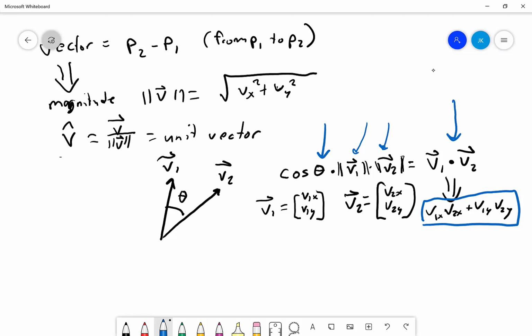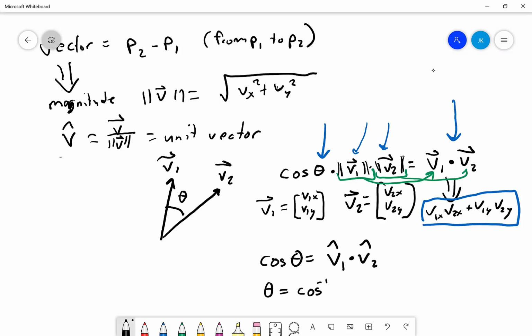Now notice that if I divide v1 by its magnitude and v2 by its magnitude, those are the normalized unit vectors. So another way to write this is that cosine of theta is v1 hat dot v2 hat, the dot product of the normalized vectors. Then I don't have to worry about the magnitude of each one. And so if I want to get theta, I just take the arc cosine of v1 hat dot v2 hat.